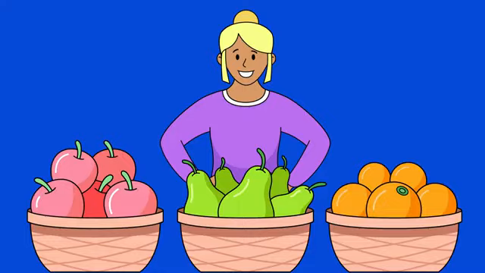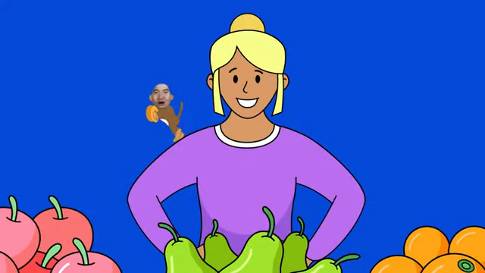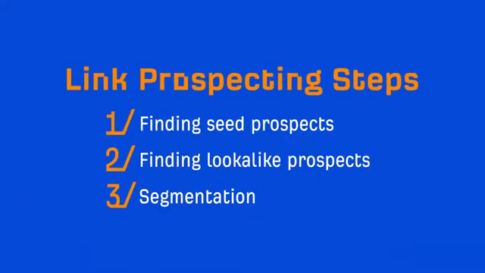And I may sound like that monkey who won't stop banging on the cymbals, but I really want to bring emphasis on the importance of these 3 steps in link prospecting. Finding good seeds helps you to carefully craft your content and define your pitch angles. Finding lookalike prospects helps you to create a sizable and relevant list of prospects. And segmentation helps you to scale personalized emails.